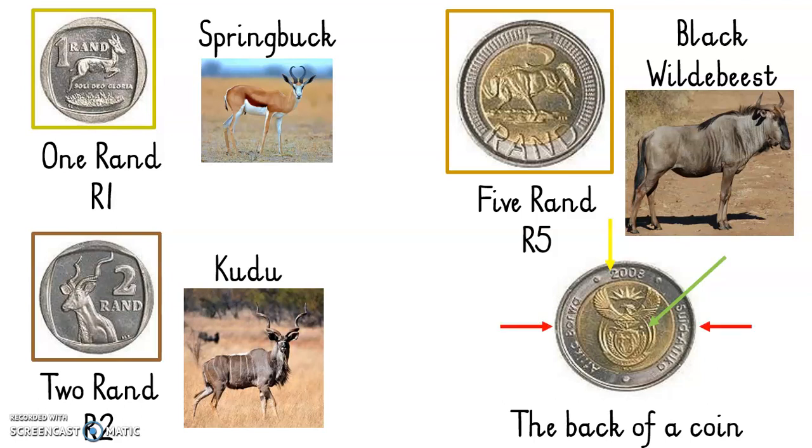The next one we're looking at is the sides of the coin. Okay, so we all know South Africa has 11 official languages. Now, every 2 years, they print two new languages at the back of the coin. So at the moment, it is South Africa and Afrika Borwa. In 2 years' time, they're going to print another two languages on it. So every 2 years, they change the language at the back of the coin. I found that very interesting.